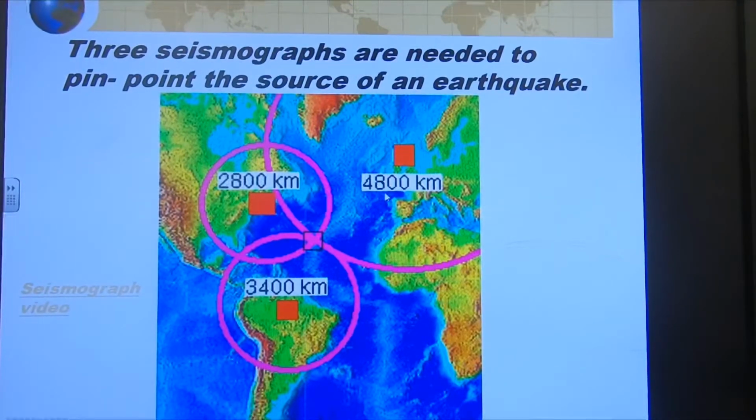So here's another rough example. We have a station here in England that picks up an earthquake 4,800 kilometers away. Another one here in Brazil picks it up as 3,400 kilometers, and one here in New York picks it up as 2,800. So they all converge right here in the middle of the Atlantic Ocean. And there is a fault line right there.